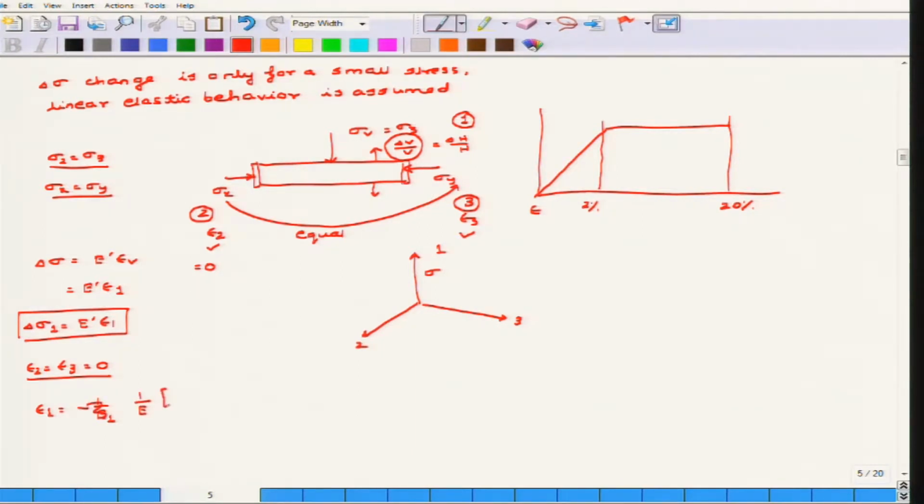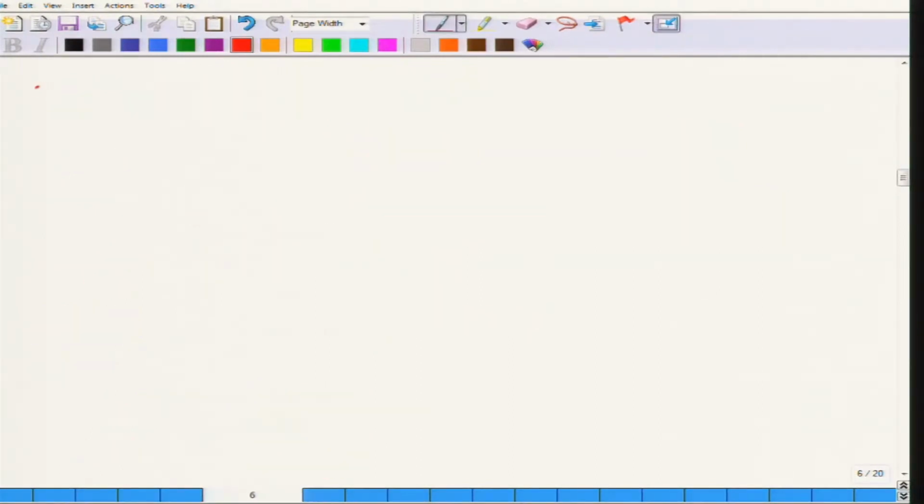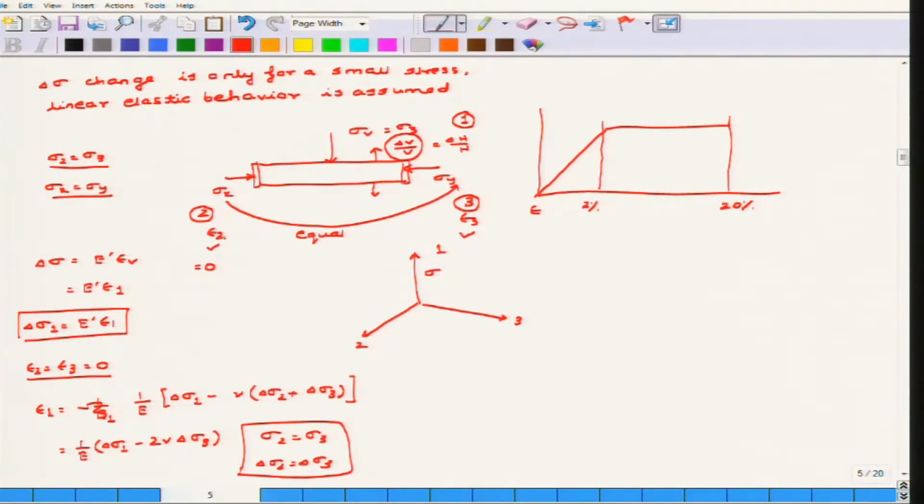epsilon 1 is equal to 1 by E into delta sigma 1 minus nu into (delta sigma 2 plus delta sigma 3), because the stresses in these directions are not 0, only the strains in these directions are 0. So it comes out to be 1 by E into (del sigma 1 minus 2 nu del sigma 3), because again I have said that sigma 2 is equivalent to sigma 3, that means del sigma 2 is equivalent to del sigma 3. If this is the case, then epsilon 2, equal to epsilon 3, can also be written as 1 by E into (delta sigma 3 minus nu into (delta sigma 1 plus delta sigma 2)), which is equivalent to 0, because as I have said previously the strains in the 2 and 3 directions are 0, because the sample is confined by metal rings on both sides.